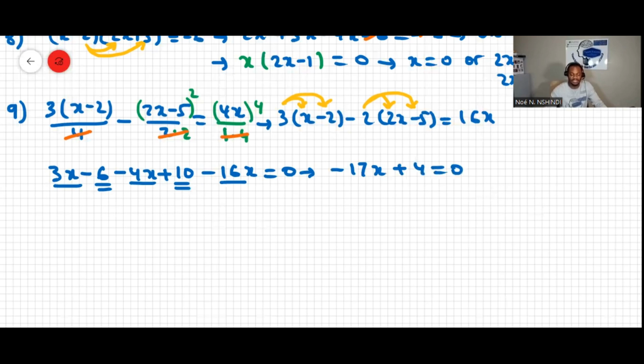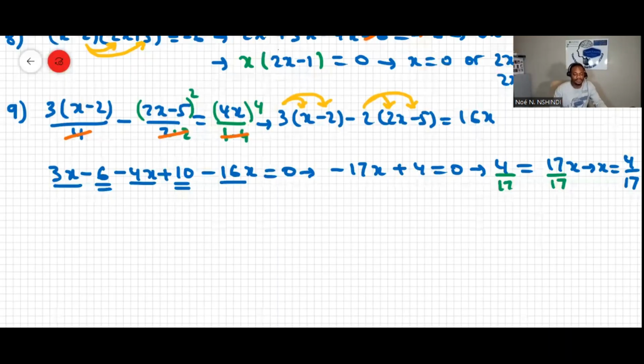If I move the 17x over, it's 4 equal to 17x, and then we can divide both sides by 17, and we get x equal to 4 over 17. Okay. Now we can do question 10.